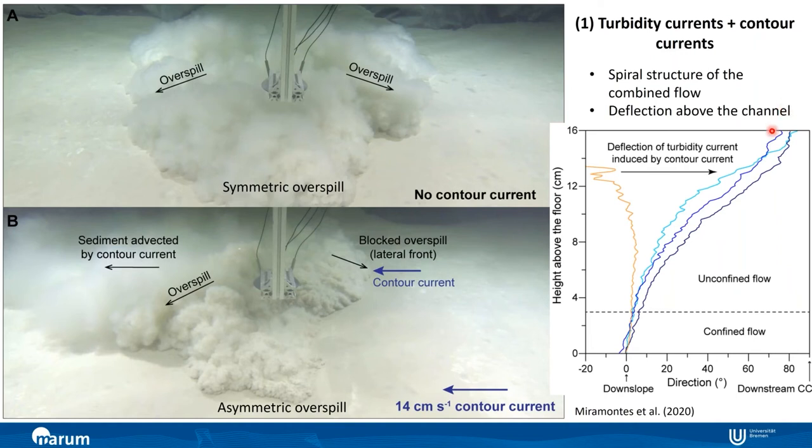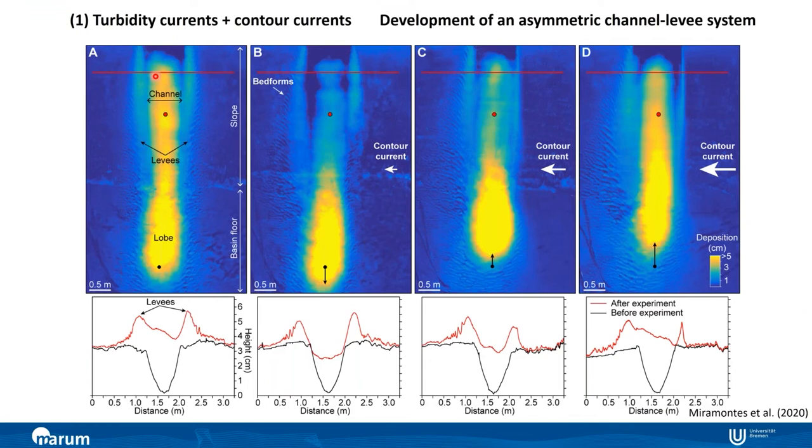The result of that is, again, an asymmetric deposition. Here we have the deposition before and after the experiment. Without the contour current, we have mainly a symmetric deposition with levees more or less the same on both sides. But as we use faster and faster contour currents, the asymmetry increases. We have smaller levees upstream of the contour current, and the levees become larger downstream of the contour current, because the flow is pushed in this direction, and it's blocked here and cannot be deposited. We also have larger and more abundant bed forms in the levee located downstream of the contour current.